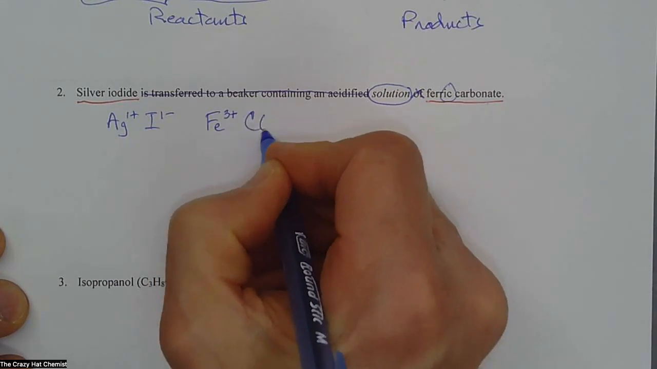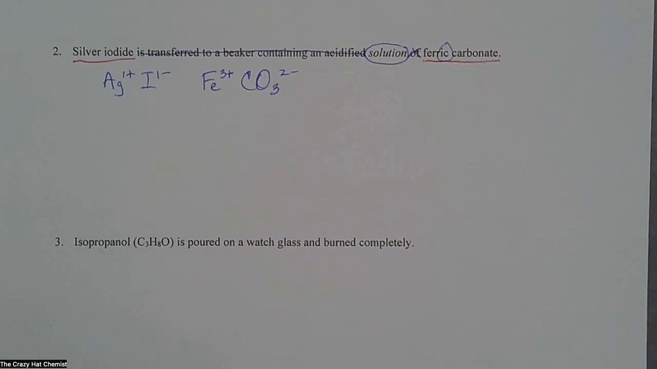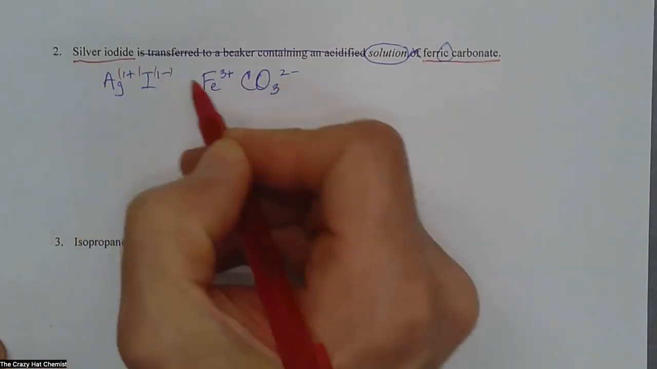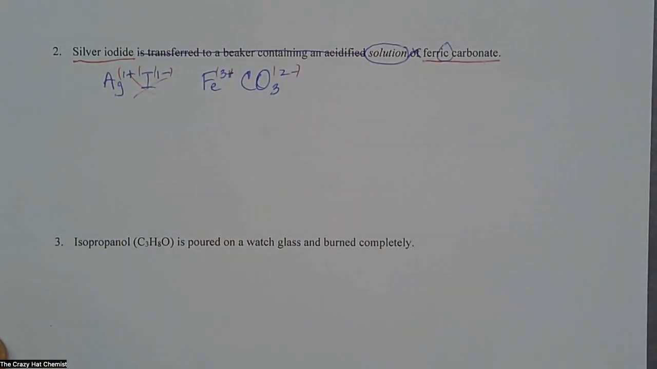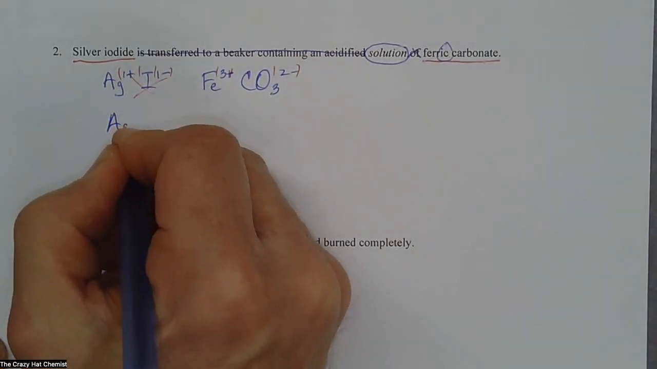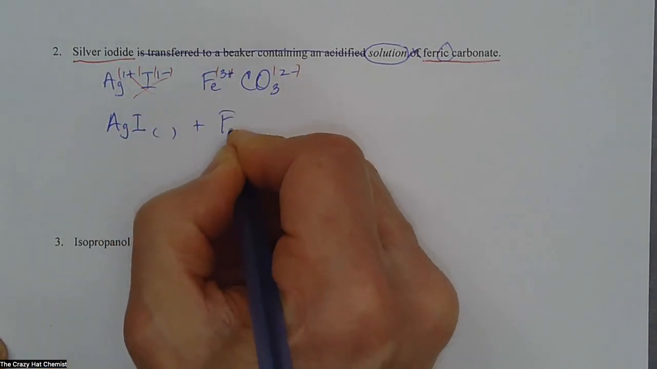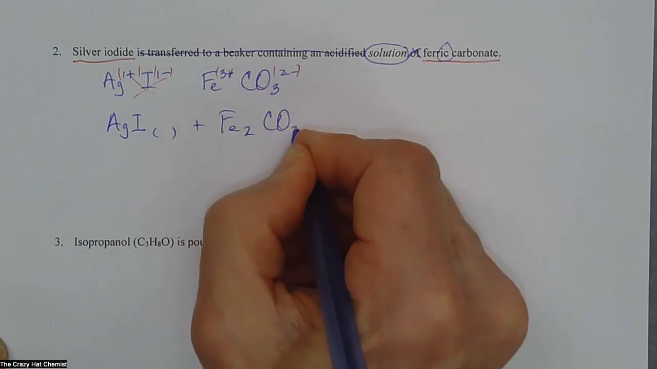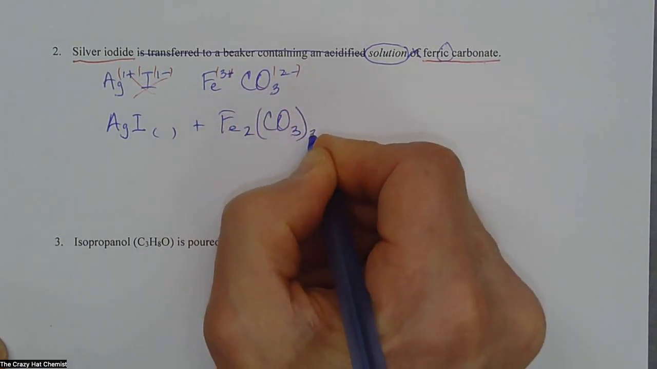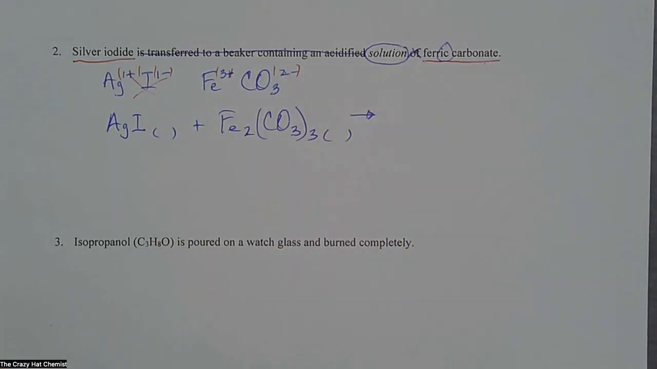So carbonate, CO3 2-. And like I had mentioned on the previous problem, what you do with this is you take the absolute value of these numbers, take the bull by the horn, flip, bring it down. And so you should get AgI plus Fe2(CO3)3, with the CO3 in parentheses with a 3 outside. These are the 2 reactants right here.